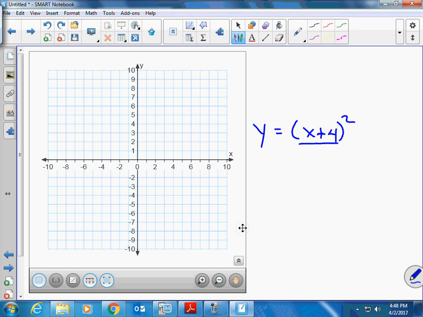Give me the equation. I'm going to give you a hard one. Give me the equation of that graph. Find the equation for that graph. I'll give you a hint. You have something inside and you have something outside of the square.